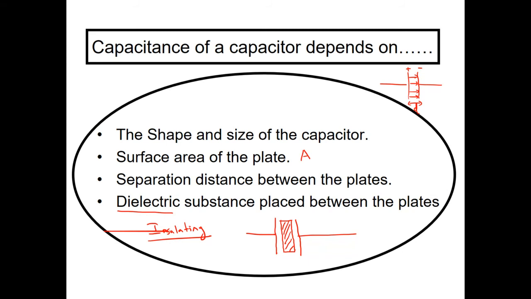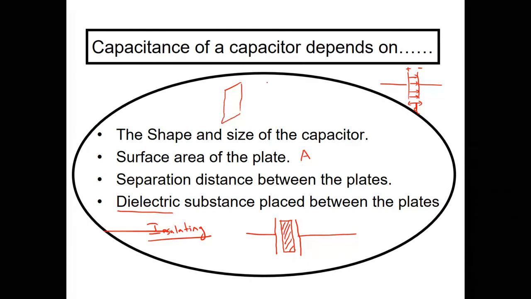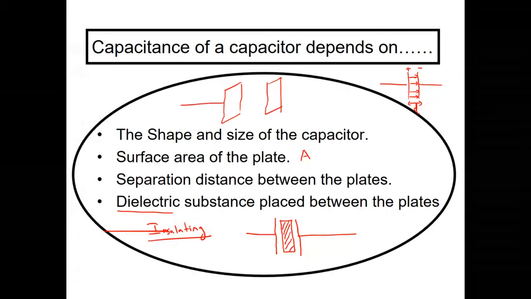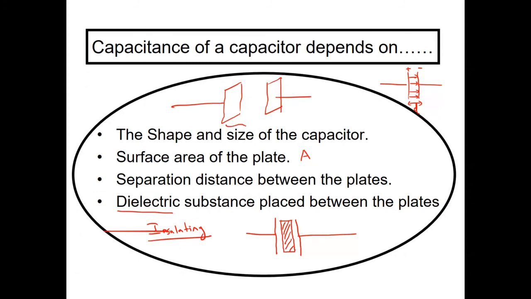Doctor, could you please explain the second point again? The second point is the area. Actually, your plate will be like this. This is my first plate. This is my second plate. These two plates are separated by a distance d. This is the area of the first plate, so here you can store positive charge. And this is my second plate area, where you can store negative charge. If the area is smaller, you can store only a small quantity of charge. If the area is big, more charge.